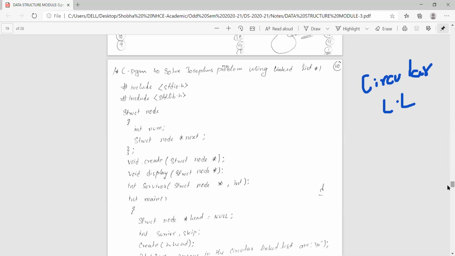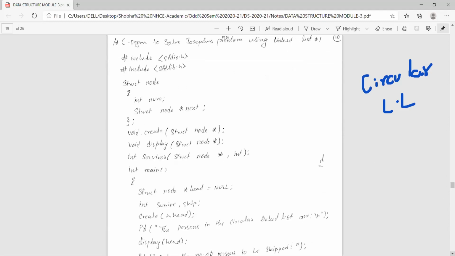Even though this is not a lab program, I am discussing it here, and I suggest you practice it also. They asked this for 10 marks in the fast track exam. Anyway, how this concept we have just seen is implemented using a circular linked list is what we are going to see in this program.